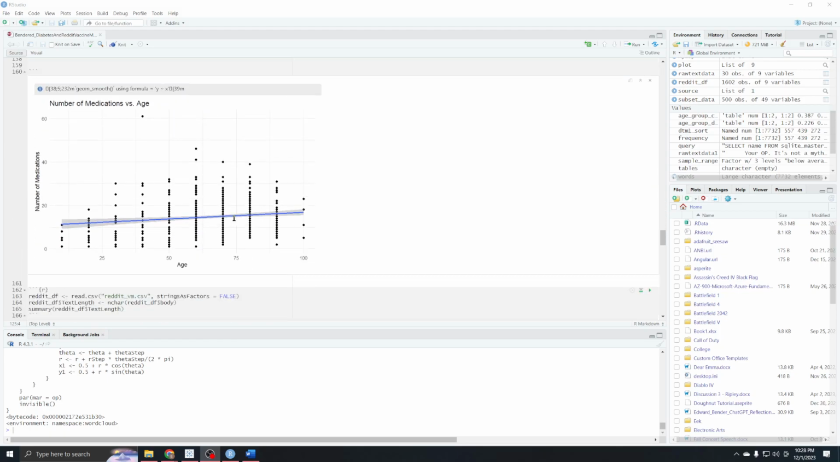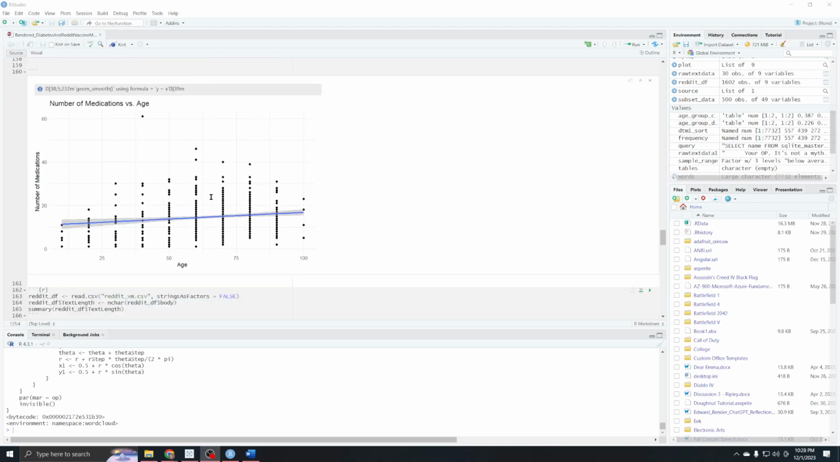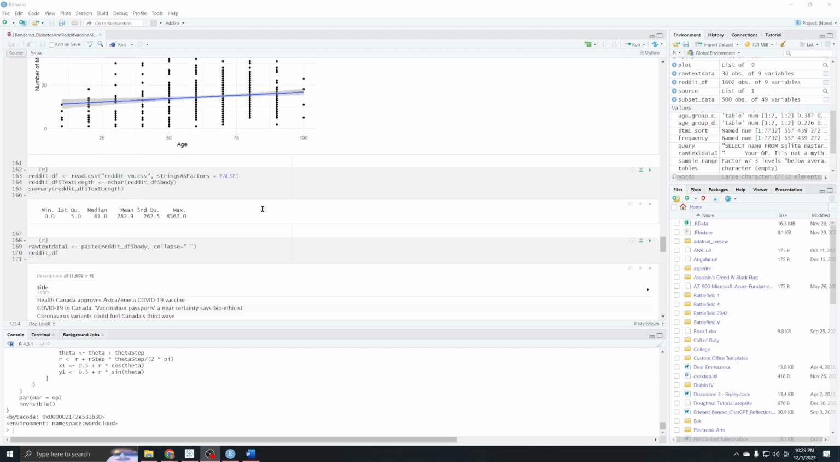We also have this scatter plot here that shows the number of medications that people are taking as they get older. And with this trend line here, you can see that there is actually a positive trend: as you get older, you do tend to take more diabetes medications.